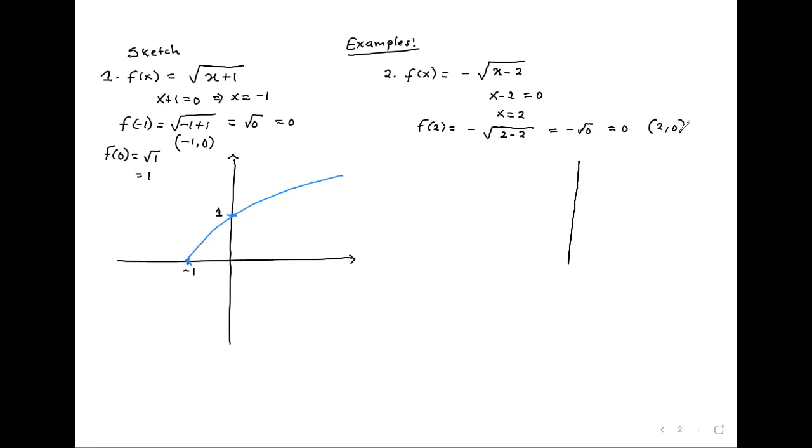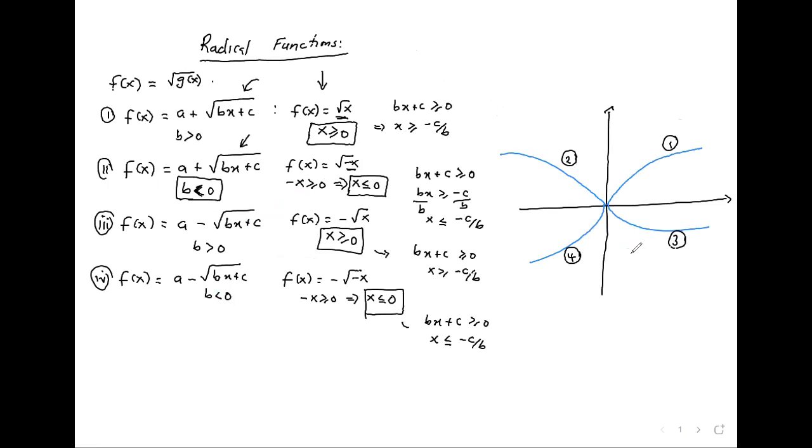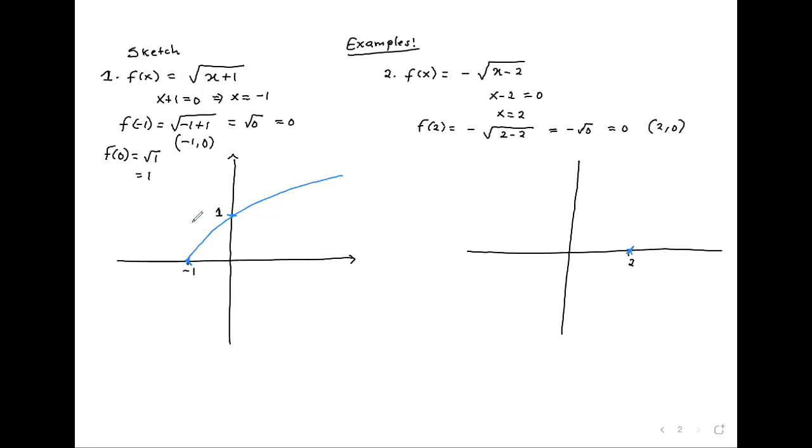So now we can sketch at (2, 0), going where? Which family are we in? Where the outside is negative. So we're in this family, family 3. So family 3, the shape goes down.